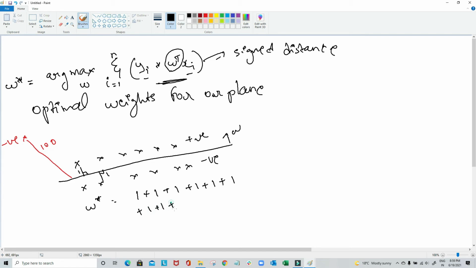1, 2, 3, 4, 5, 6. However, we have a negative point here, which is in the direction of the plane, but the distance is 100. So this value becomes -100. So if I calculate the resultant value, it would be 6 plus 6 is 12. 12 minus 100 is minus 88.